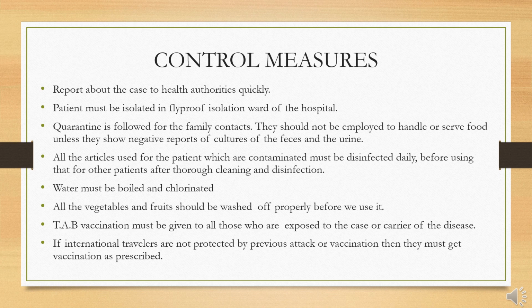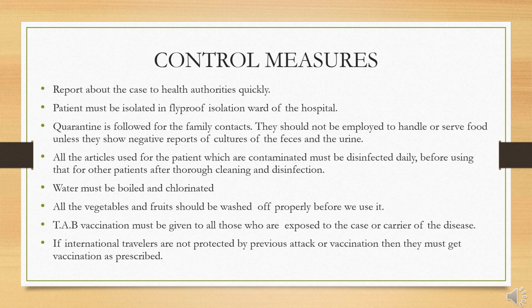Control measures of typhoid. We should report the case to health authorities quickly. Once the patient has been diagnosed with typhoid, then the patient must be isolated in a fly-proof isolation ward of the hospital. Quarantine is followed for the family contacts. They should not be employed to handle or serve food unless they show negative reports of cultures of the feces and the urine. All the articles used for the patient which are contaminated must be disinfected daily before using them for other patients, after thorough cleaning and disinfection.